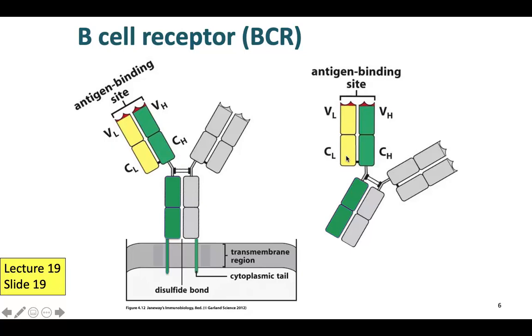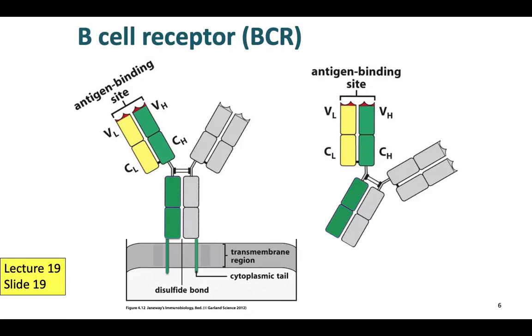Now you can have a look at the B cell receptor. The main difference between antibody and B cell receptor is that BCR has a transmembrane region. So BCR is always present on the surface of B cells, whereas antibody molecules are secreted from B cells and they are circulating in your blood or in your tissue fluid.